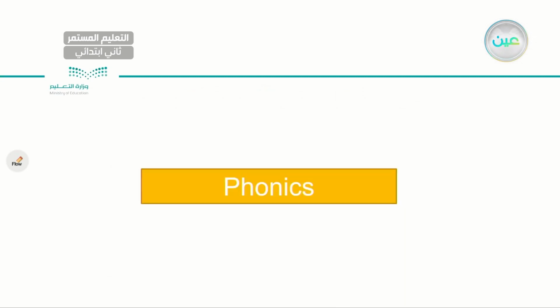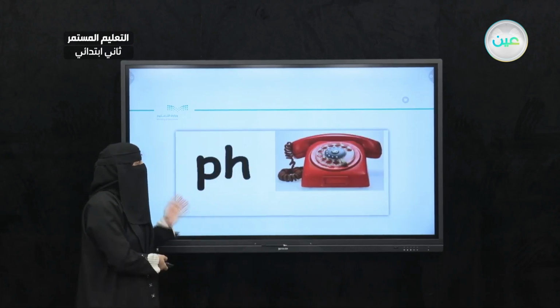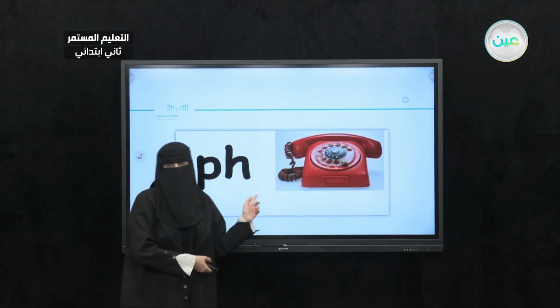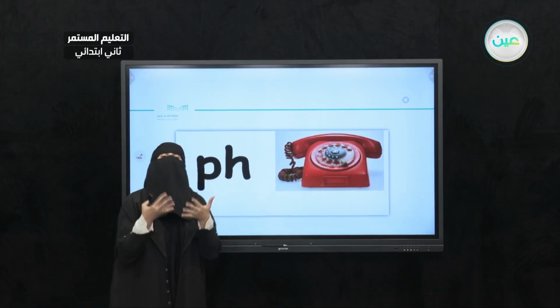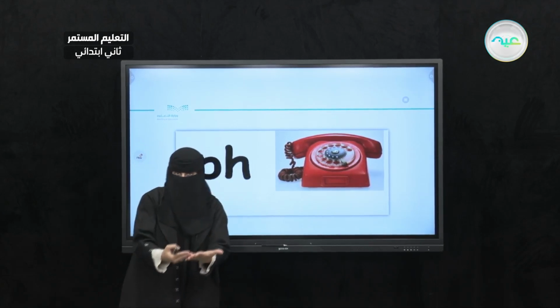Okay, now we will start with something that's called phonics. Now we will start producing different kinds of sounds. What do I mean by phonics? For example, I need you to look at these two letters together. Here I have a P and I have an H, right? P and H. When we form them together, they produce a different sound.